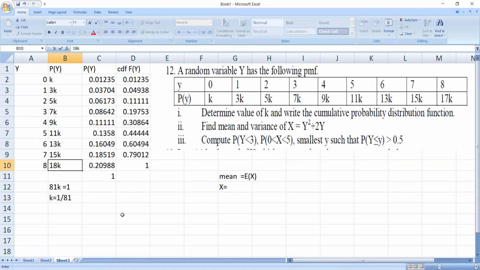Okay, so total comes to 81k. Therefore, k becomes 1 by 81. So I'll rewrite the probabilities and check whether the total is 1. So we'll compute the cumulative probabilities also. Always write f of x as start.